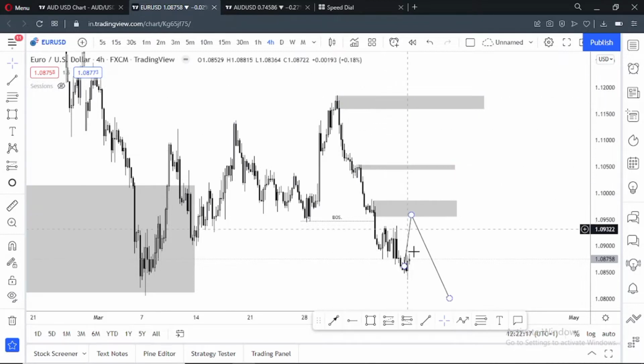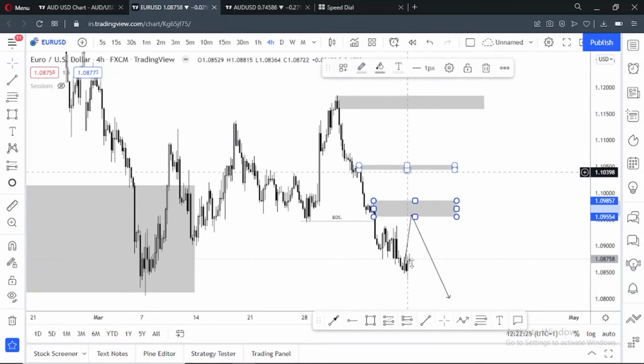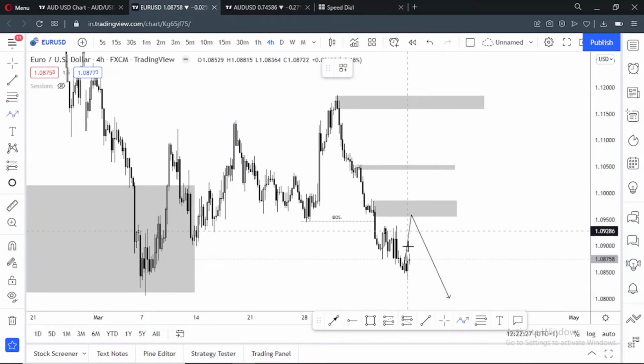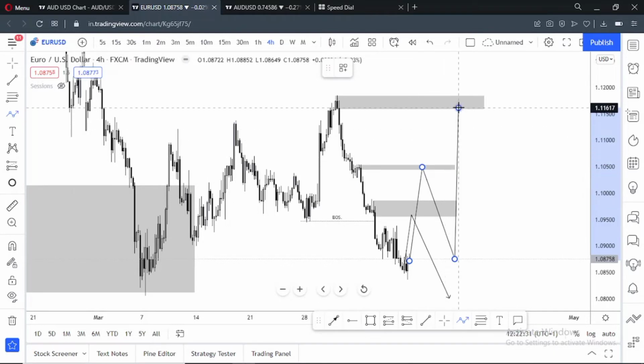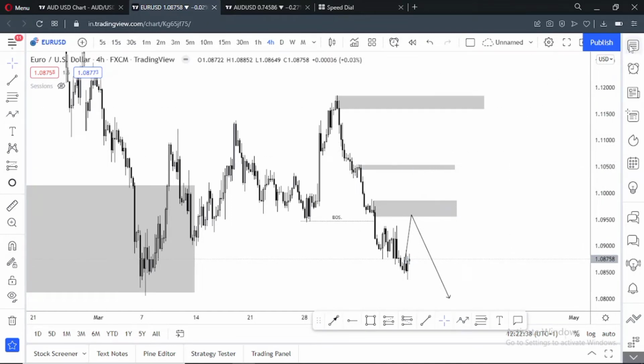So we should be expecting some sort of pullback to some levels here, and these are all valid supply zones. Some levels here, maybe something like this. So let's just see what price wants to do on this pair this week. Then to the next pair.